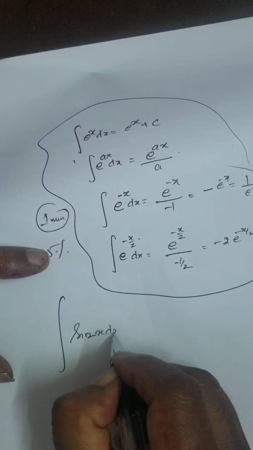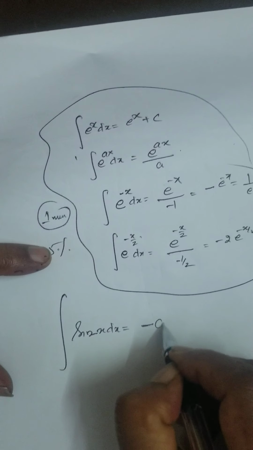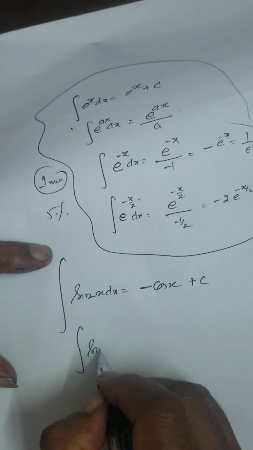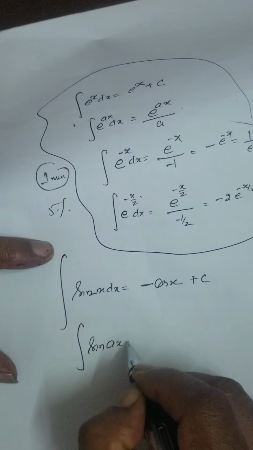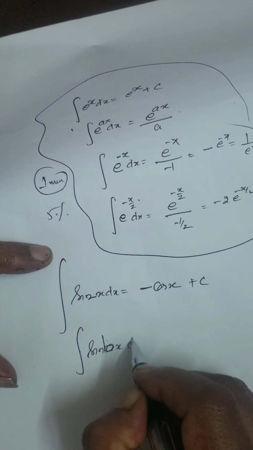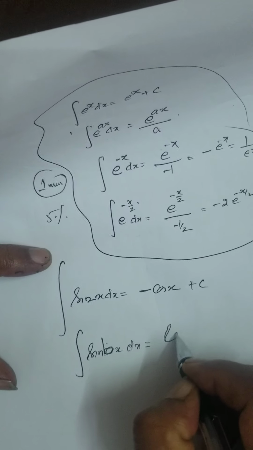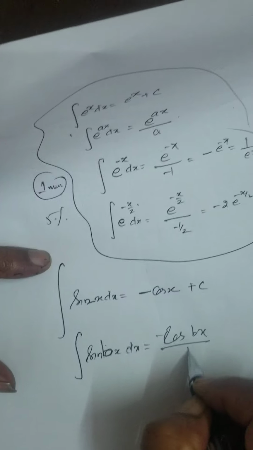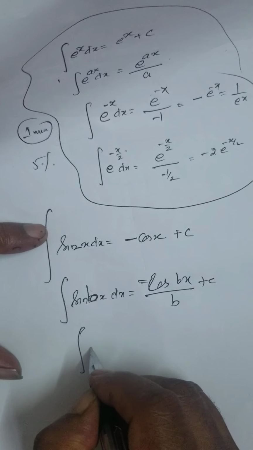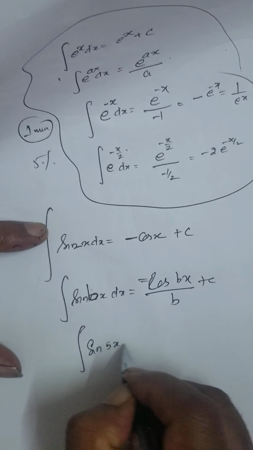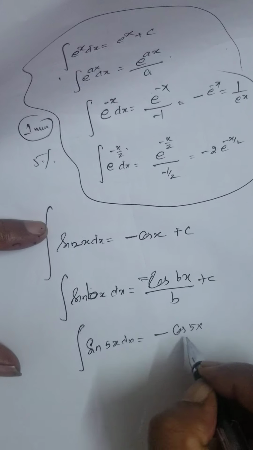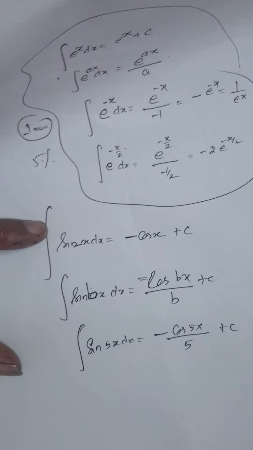Integration of sin x dx is equal to what? Minus cos x plus c. Therefore, integration of sin ax, or say bx, anything, because bx with some constant, into dx is equal to minus cos bx divided by b plus c. So example, integration of sin pi x dx. What you have to write? Minus cos pi x divided by pi plus c.